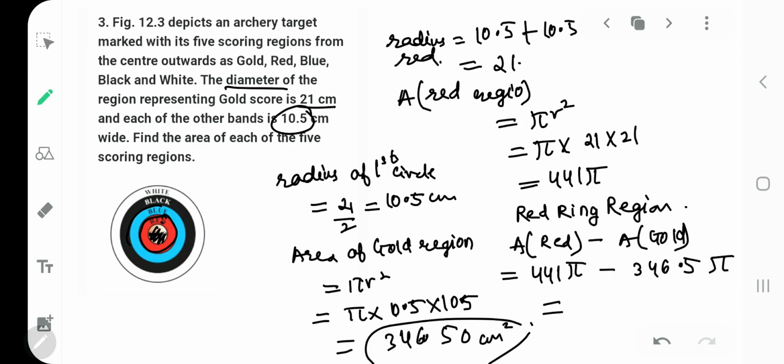So this is not 3, I have made a mistake. 10.5 square, 10.5 into 10.5 is 110.25 pi. So here it will be 110.25 pi. Are you getting my point?